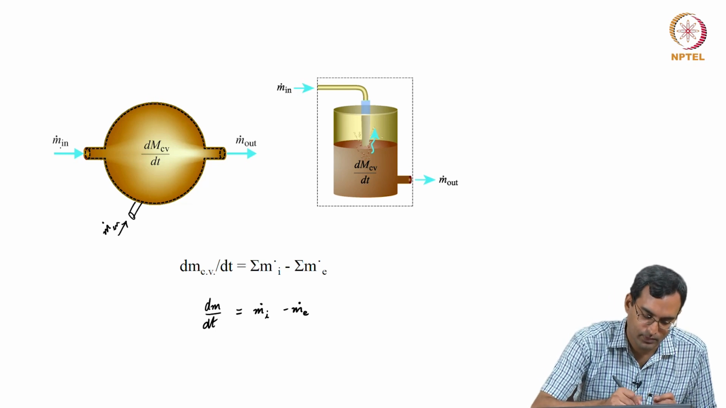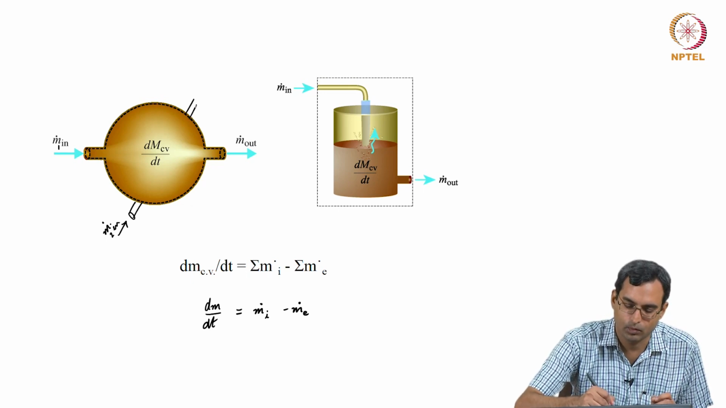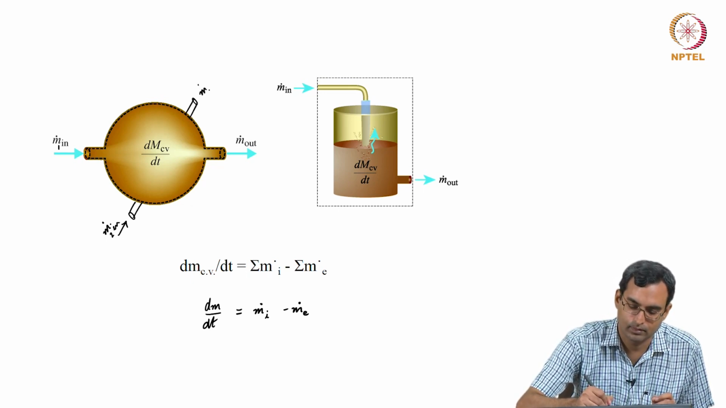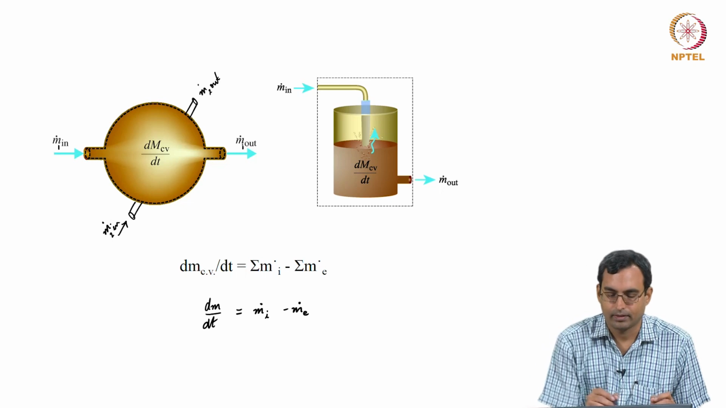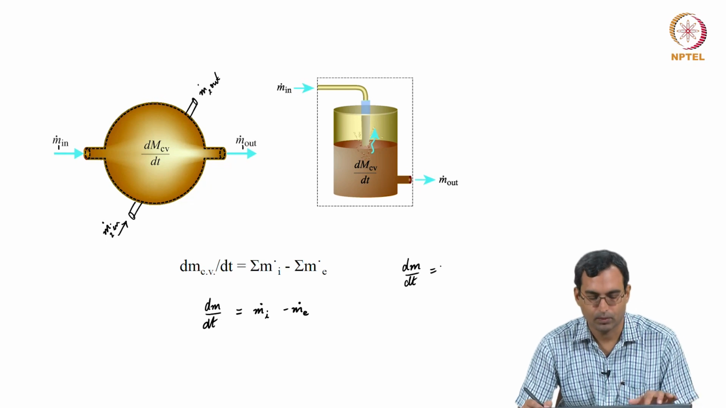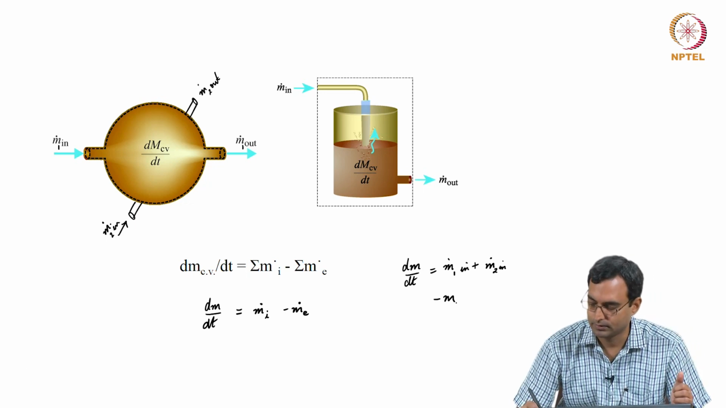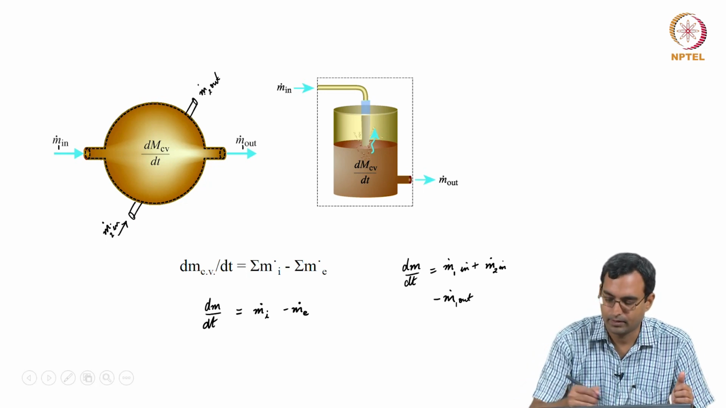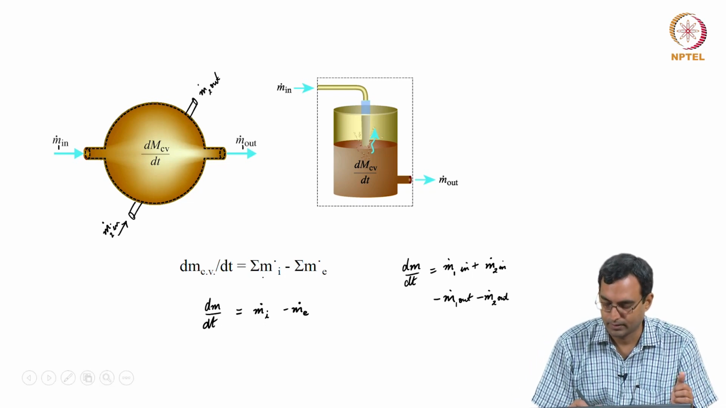so let us say this is m1 dot in, this is m2 dot in, and so on, and if I have more than one outlet, then of course what I need to do is sum up all of them. So, then my dm by dt would be whatever is coming in. So, that is m dot 1 in plus m dot 2 in minus m dot 1 out minus m dot 2 out, which is essentially what we write as sigma.